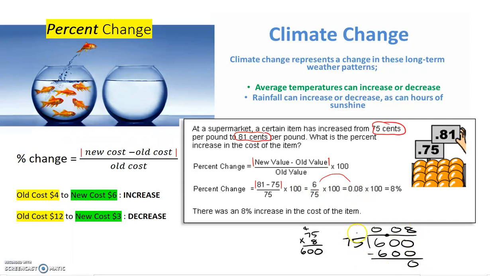I even proved it to you down here. Here's the division, 6 divided by 75. 75 times 8 is 600, so perfect. And remember, to go from a decimal to a percent, we move the decimal place 2 places to the right, and there we go, 8% increase. Sometimes you're at the grocery store and you see the price has changed, and it doesn't seem like a lot to you. Oh, just 6 cents. But if someone said it's an 8% increase, that starts to sound like a lot. So that's why this is a very useful tool to really understand what's happening.